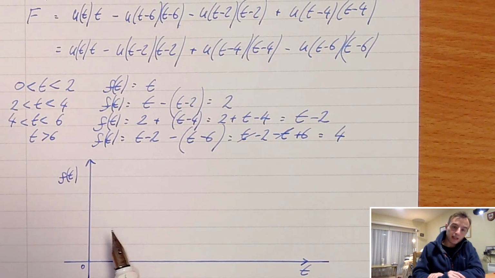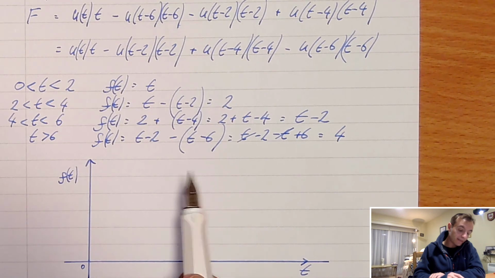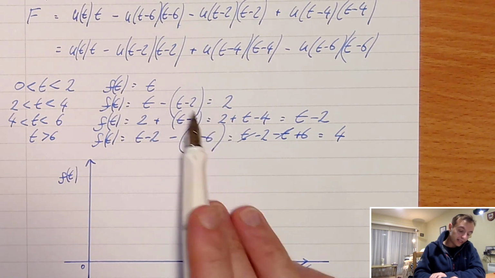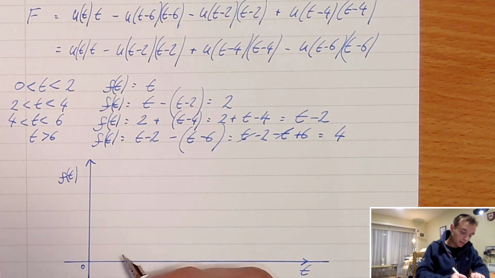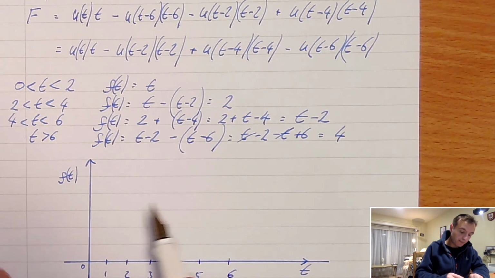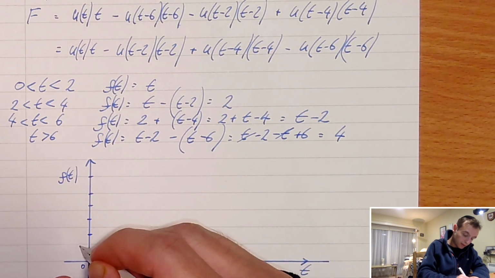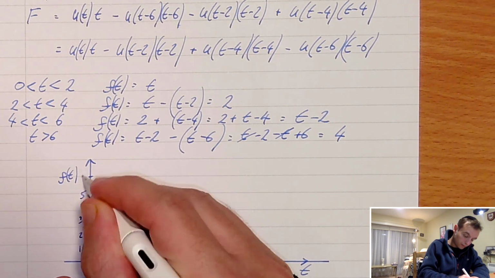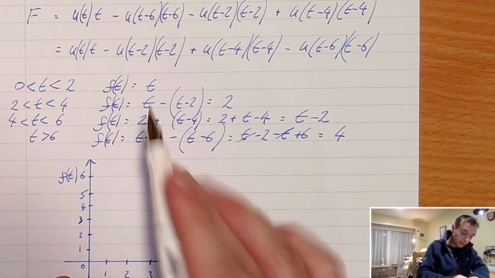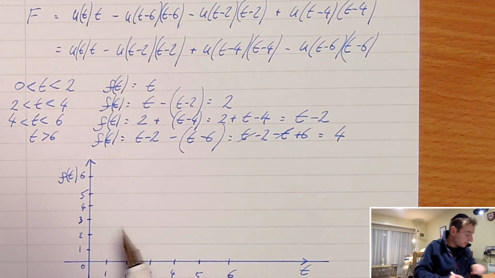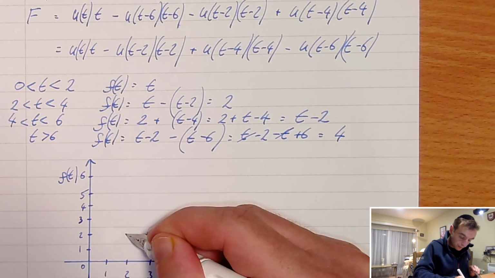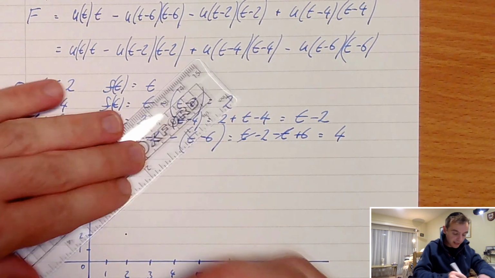Okay, so if we were to think about what the function actually looks like, we can do a little plot. So we can say between 0 and 6, let's say 1, 2, 3, 4, 5, 6 on both axes, just roughly. I like to do some kind of scale. So between 0 and 2, f of t is going to be equal to t. So we're going to get this kind of line forming here.